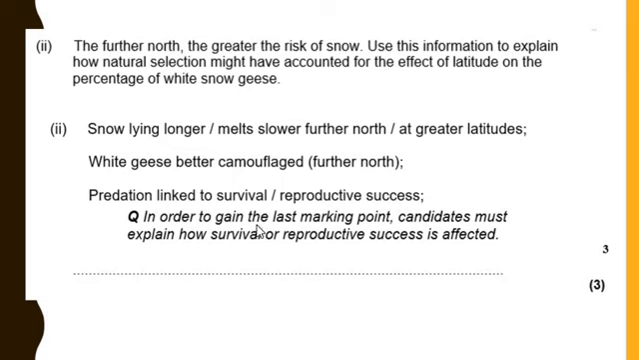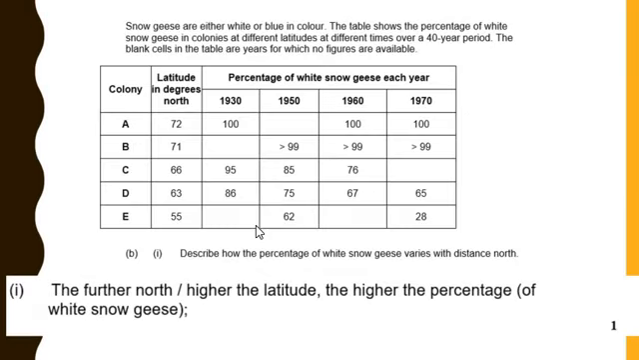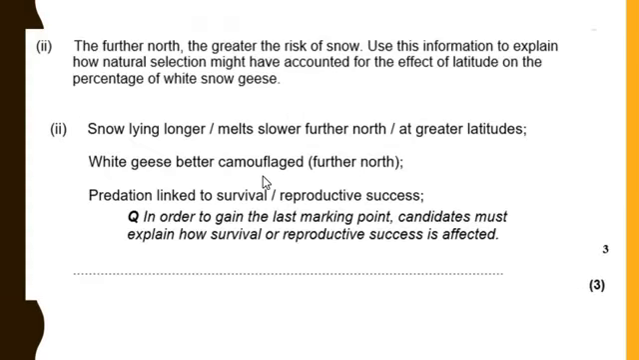The further north... I accidentally revealed the answer there. But the further north, the greater the risk of snow. Use this information to explain how natural selection might have accounted for the effect of latitude on the percentage of white snow geese. And the answer is, if you covered it up, snow is lying longer, or it melts slower at those latitudes, and so the white geese are better camouflaged in the north.